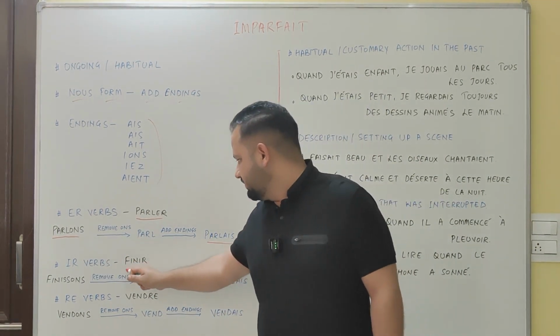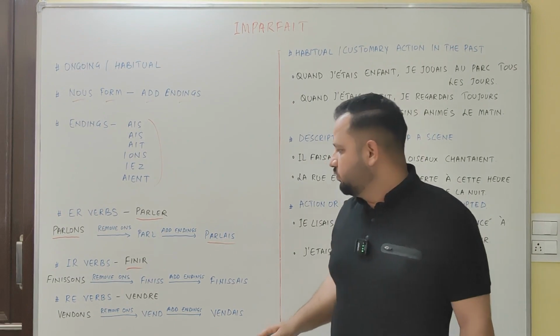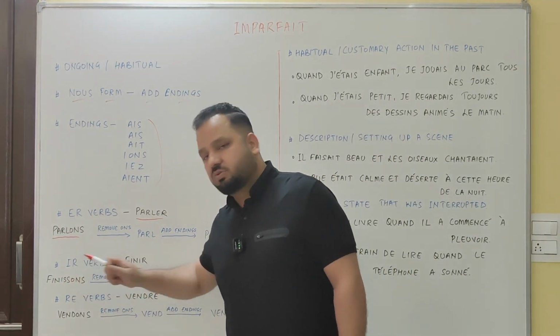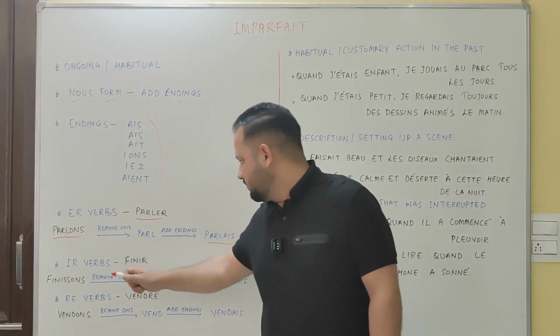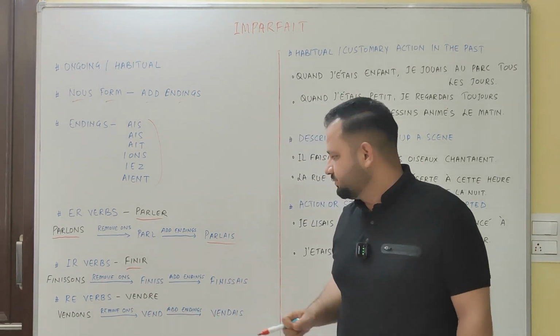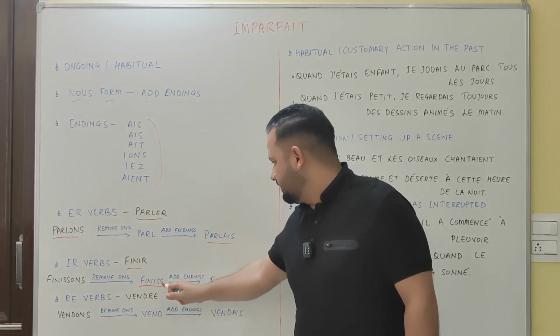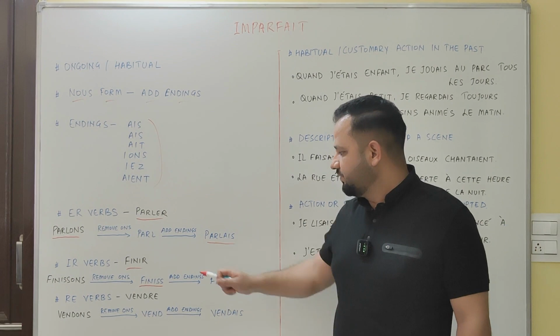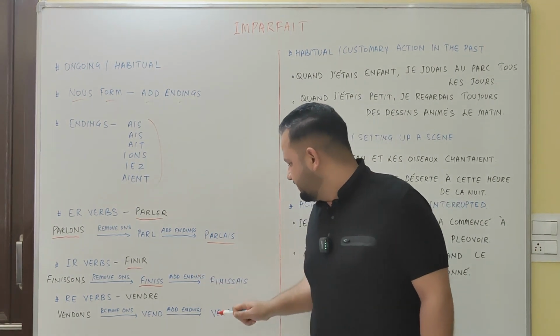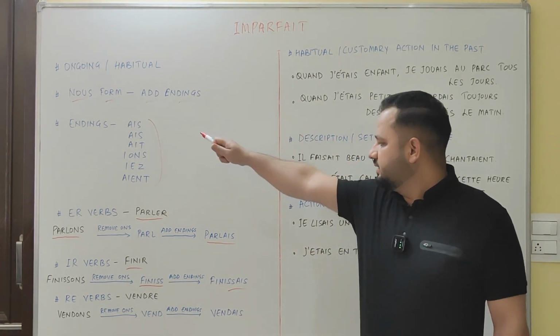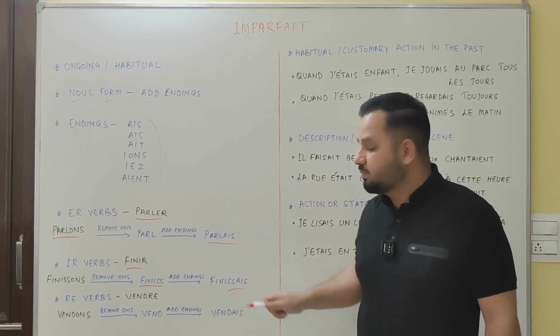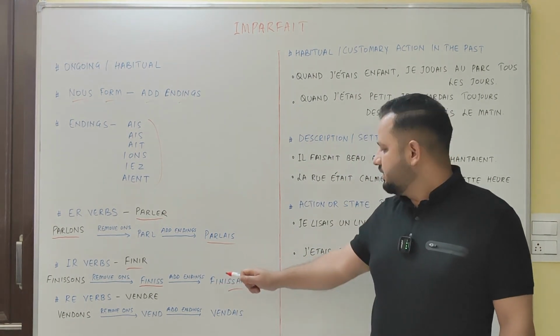Next is for ir verbs. For example, finir. Nous form of finir is finissons. Now remove ons from it. Now we are left with finiss only. Add endings. So if I add the first ending to it, it will become finissais.